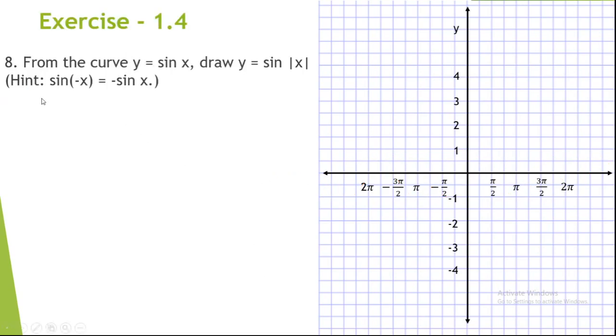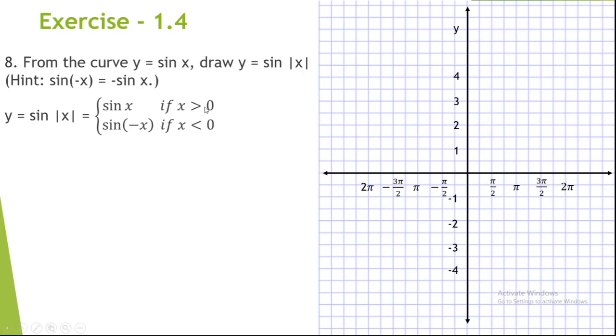Next problem, the last problem. Reminding you, you have to do it as a home assignment. From the curve y is equal to sin x, we have to draw sin of modulus of x. Sin mod x, we have to draw it. First we are going to find what is modulus of x. Previously we learned, isn't it? Modulus of x means you can take it as positive x and negative x. Positive x means it is greater than 0. Negative x means it is less than 0. So these are the two parts.